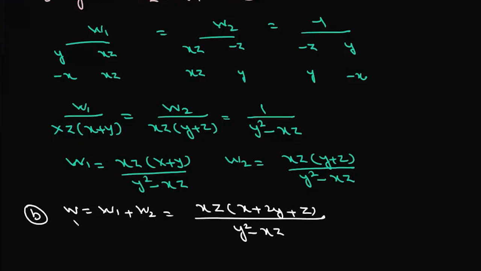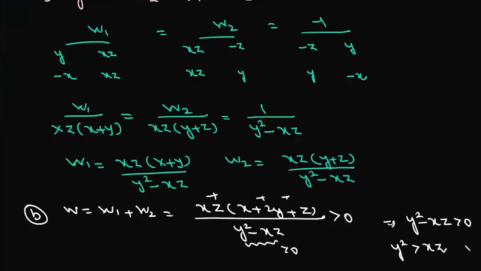Now since this W is the area of a quadrilateral, it should be greater than 0. Now X, Y and Z are all areas, they are all positive. That means this denominator must also be greater than 0. So from here we can say this Y square minus XZ should be greater than 0. That is, Y square should be greater than X into Z, and that's your first part.